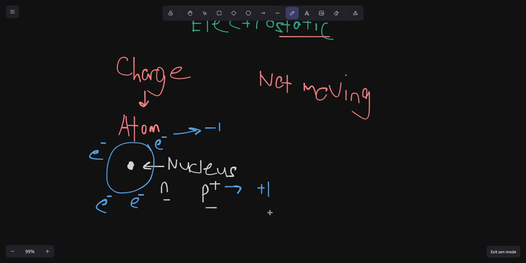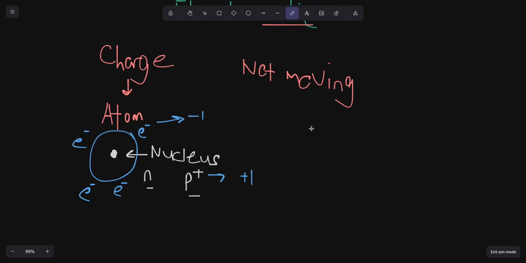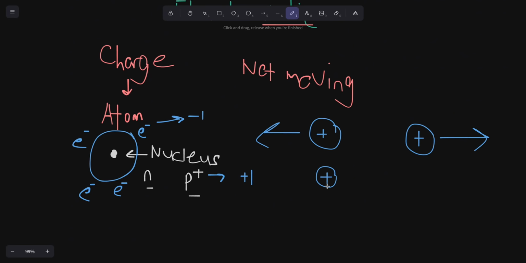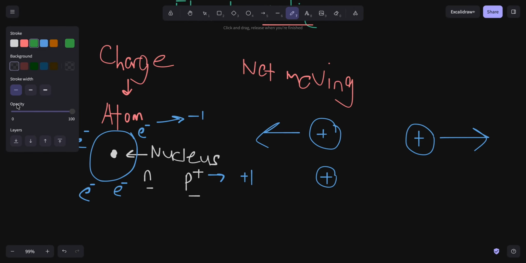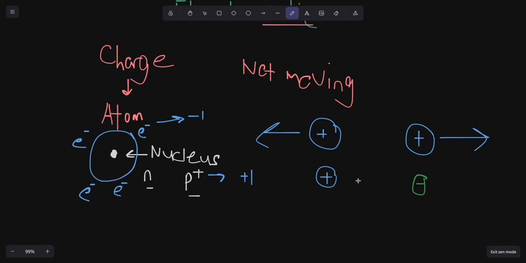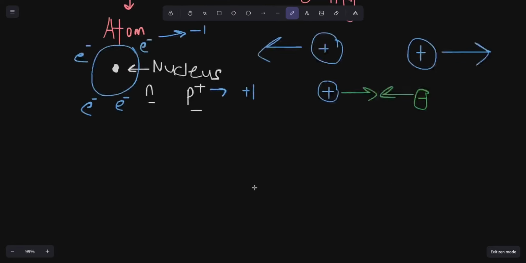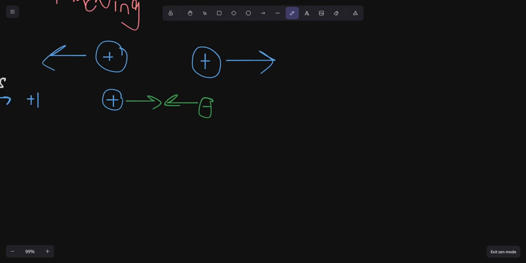What you need to know is that if you have two like charges, so a positive charge and a positive charge, they will repel each other. However, if you have opposite charges, a positive charge and a negative charge, they attract each other. So like charges repel each other and opposite charges attract each other. And we are going to be using this concept to talk about electric fields.